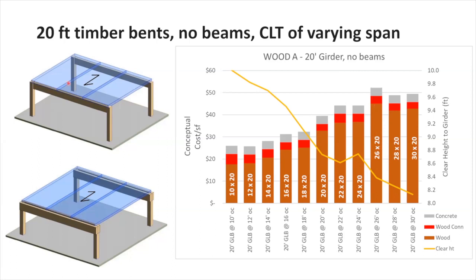In general, with this system, basically the longer the span of the CLT, the more expensive it gets. So normally what we see here is you pick a CLT thickness that's required to get the fire rating you need, and then optimize the span to maximize the utility of that CLT.